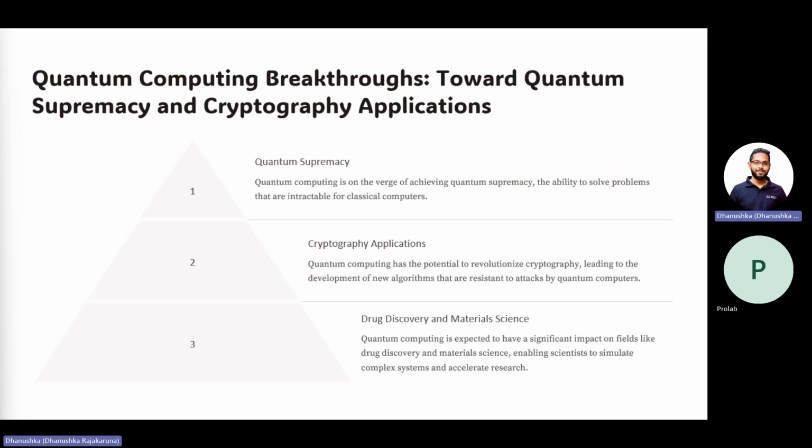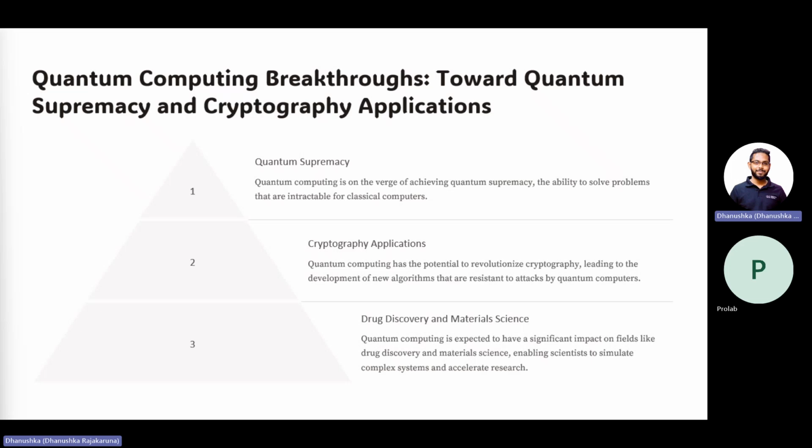The applications in cryptography will be threats to current cryptography, like Shor's algorithm, RSA, ECC encryption, Grover's algorithm. So the quantum resistant cryptography, like NIST standardizing quantum safe cryptographic algorithms.